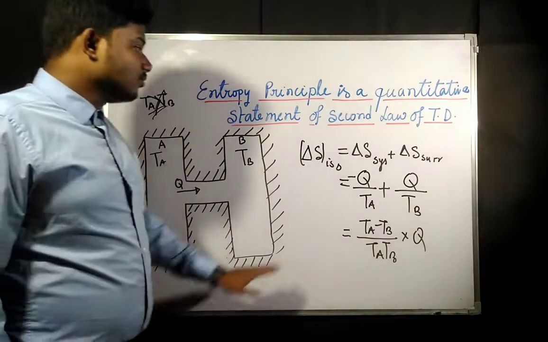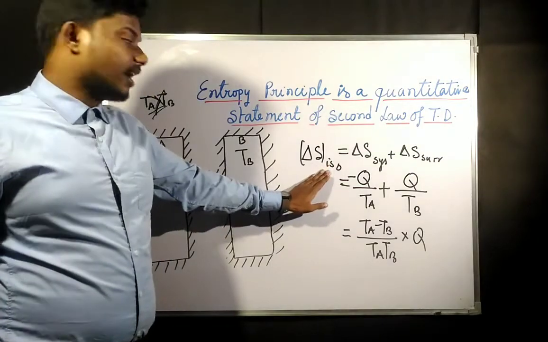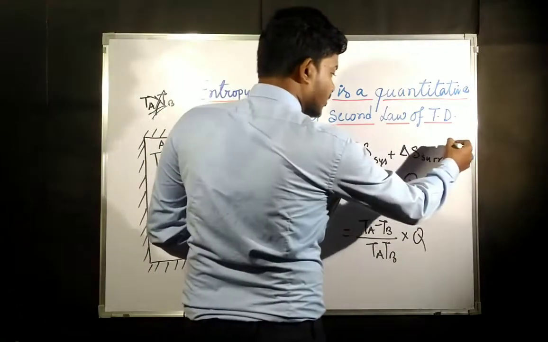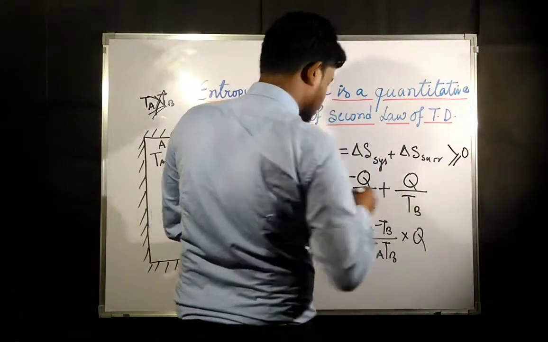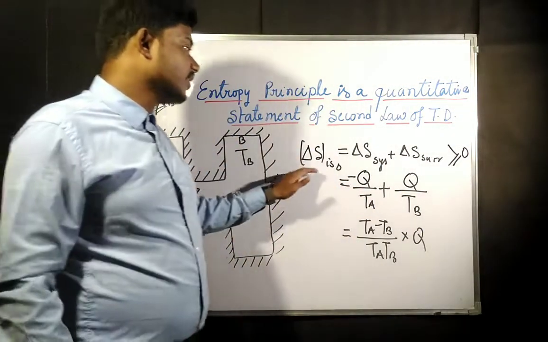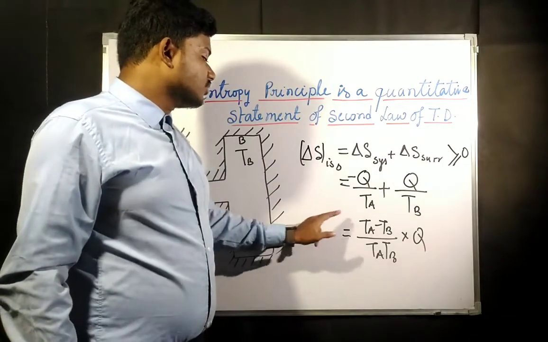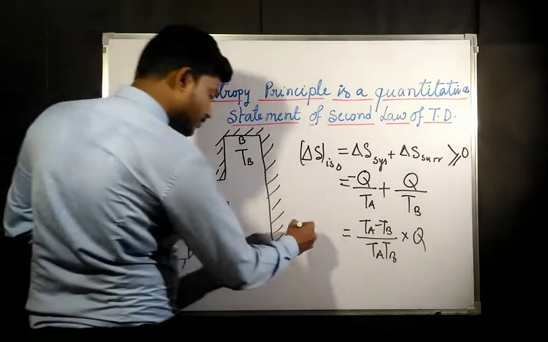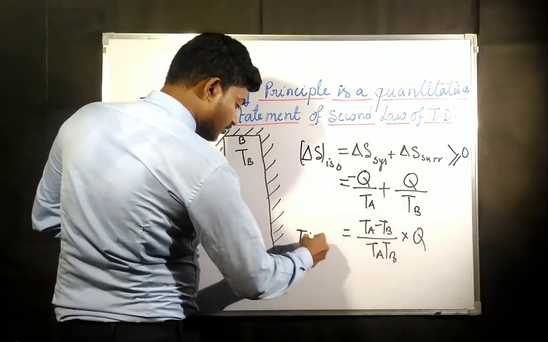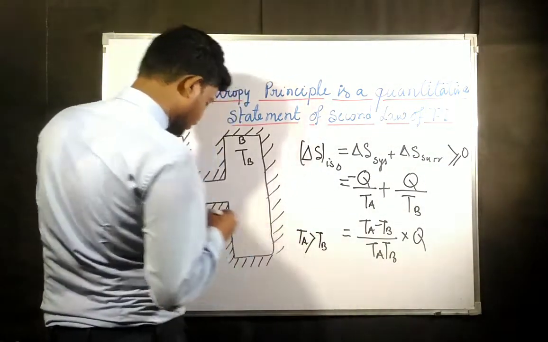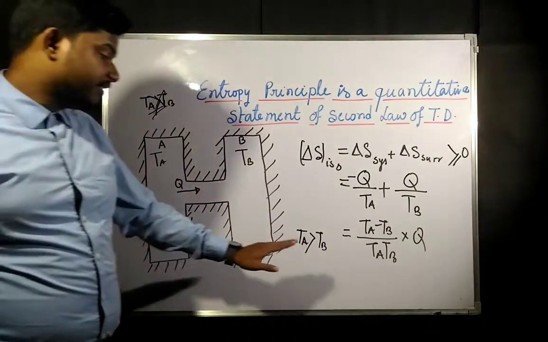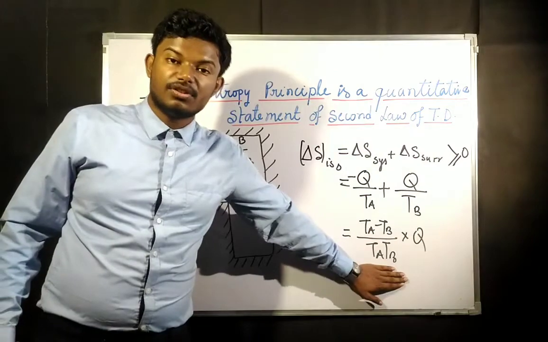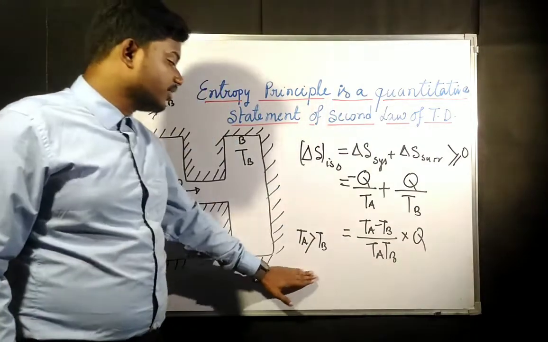Okay, now we have always seen that for an isolated system the entropy change is always greater than or equal to 0. This thing we have found out. Now suppose Ta is greater than Tb. If Ta is greater than Tb, what can happen? This value is going to be positive.